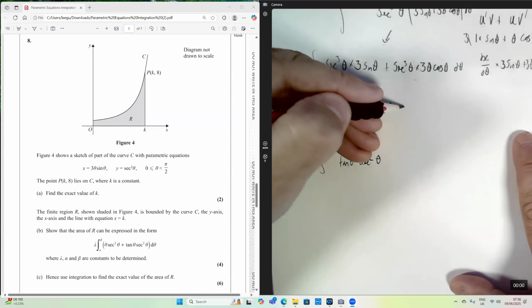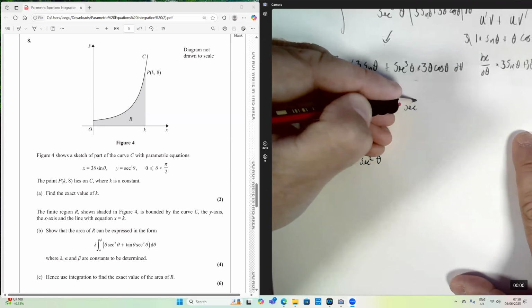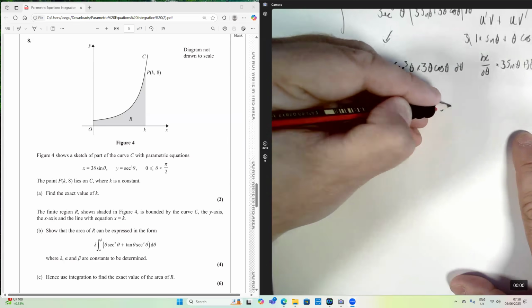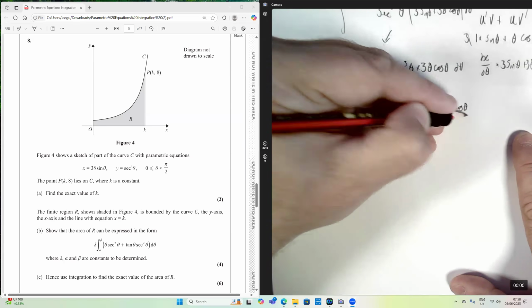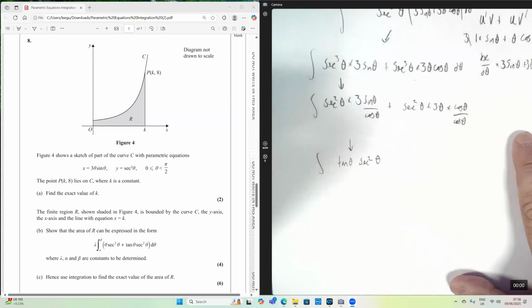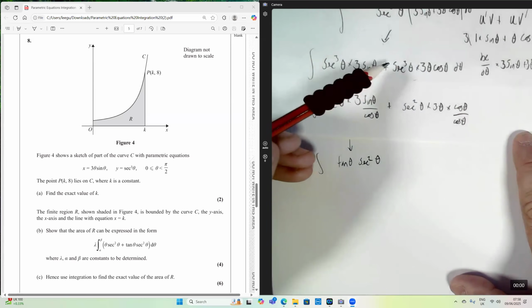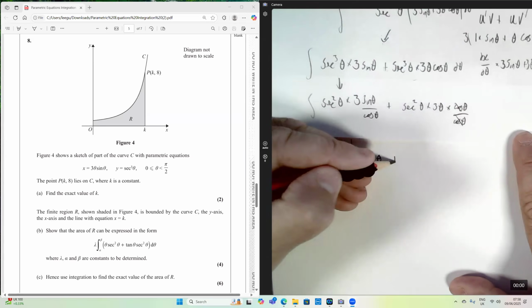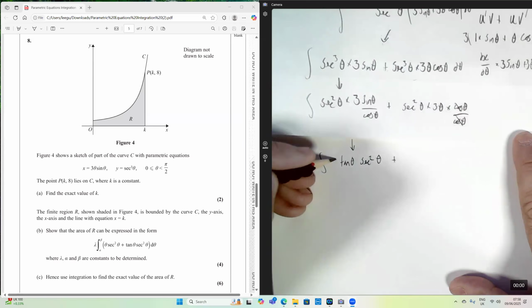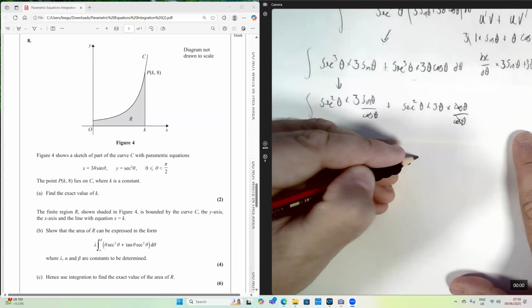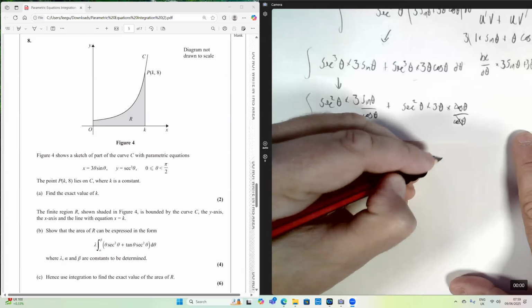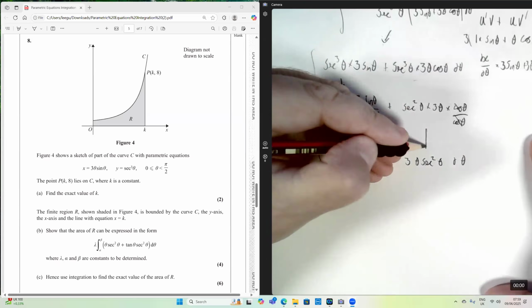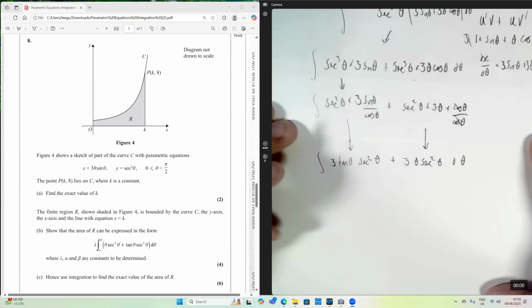So we can basically think about this one as being sec squared theta times 3 theta times cos theta over cos theta. So I've reimagined one of the sec as 1 over cos, so that's just going to cancel with that. I end up with, there's a 3 there as well, 3 theta sec squared theta d theta. And you can see that we've got everything in the required format now.